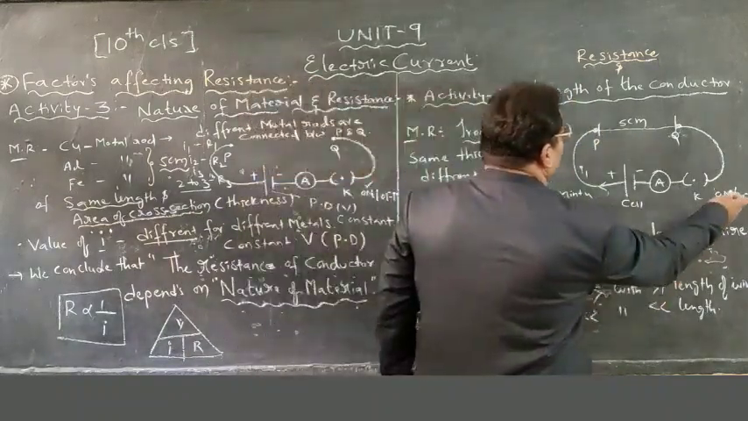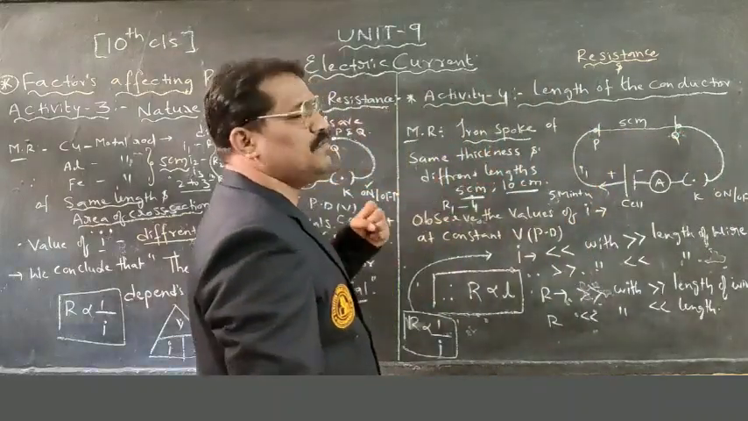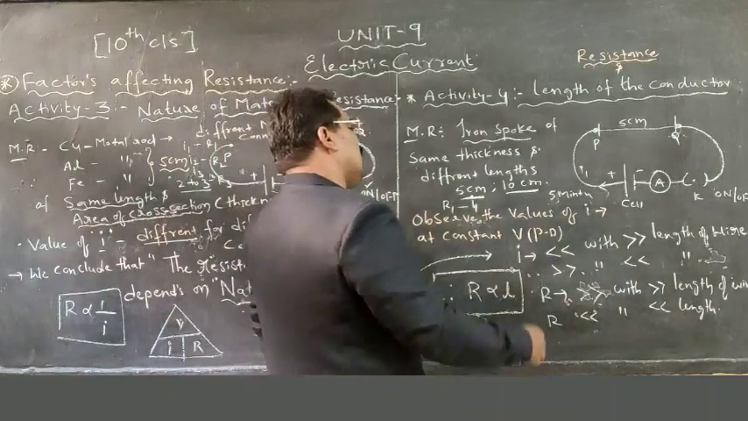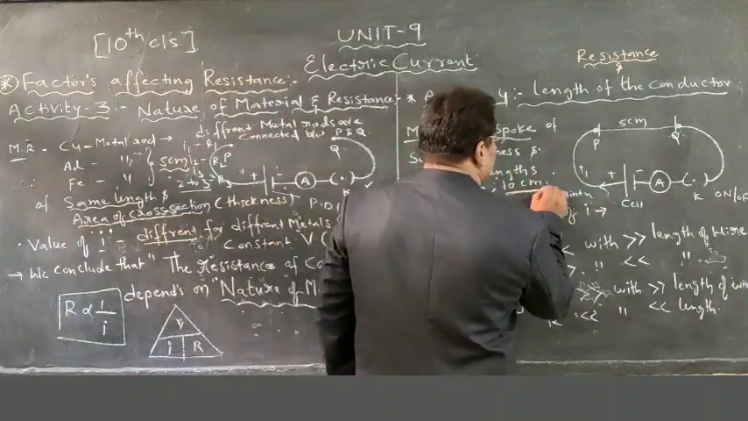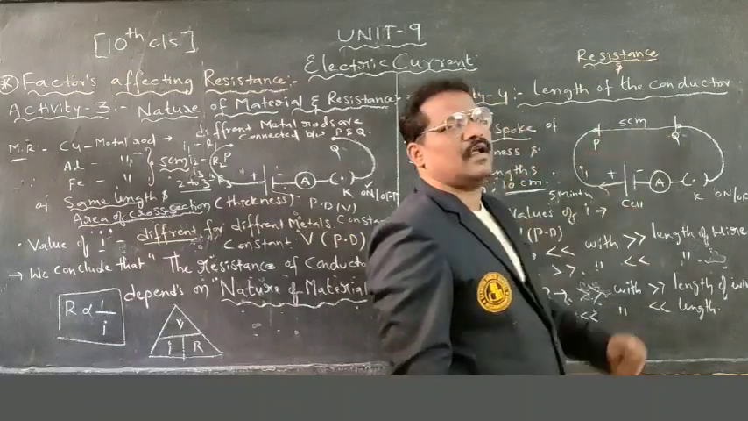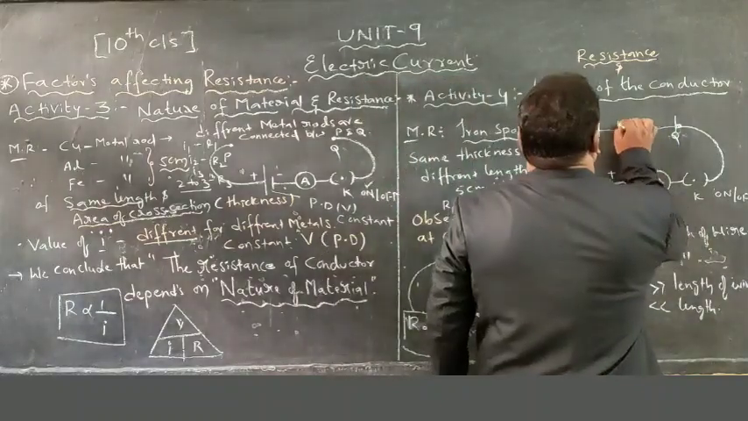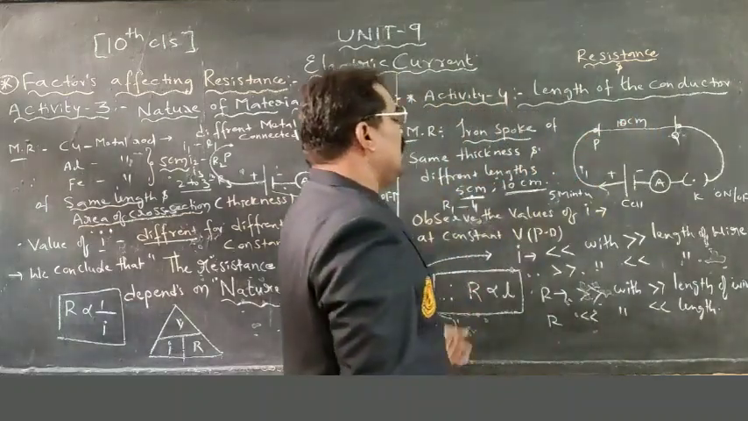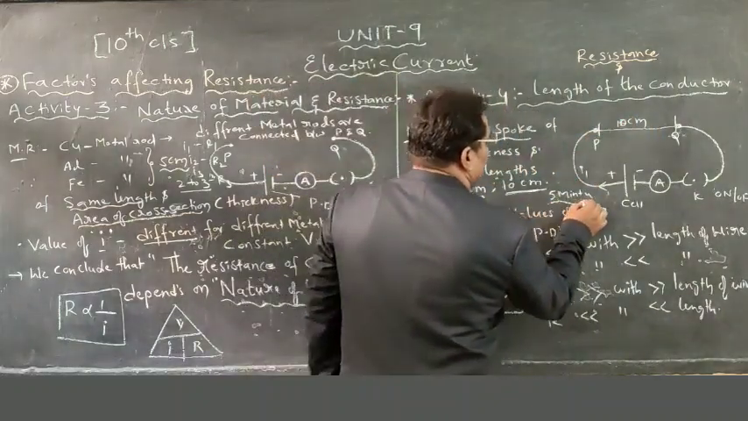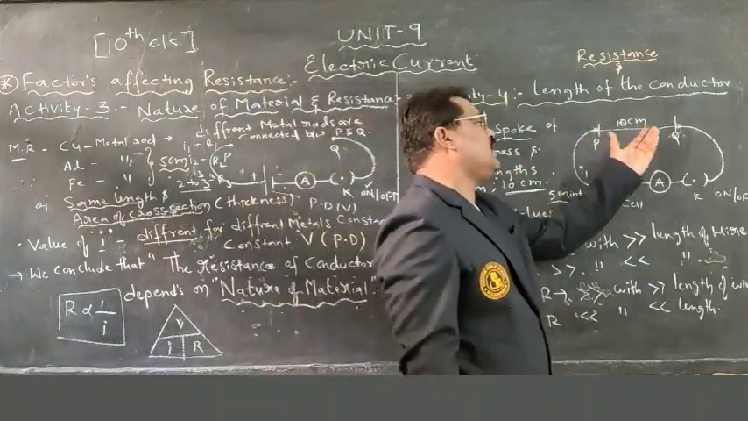After that, switch off the key and take the 5 cm iron spoke of the same thickness aside. Then take the 10 cm length of wire and connect it between them. Now the distance becomes 10 cm. Allow the current to flow for 5 minutes.